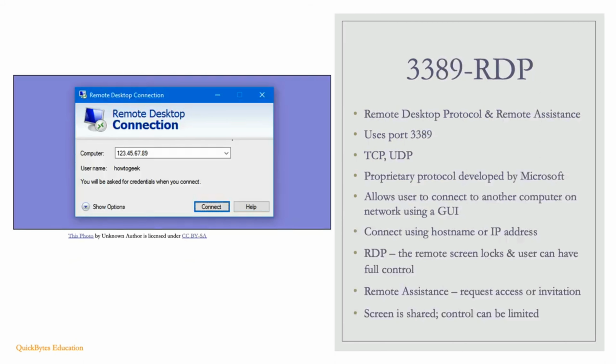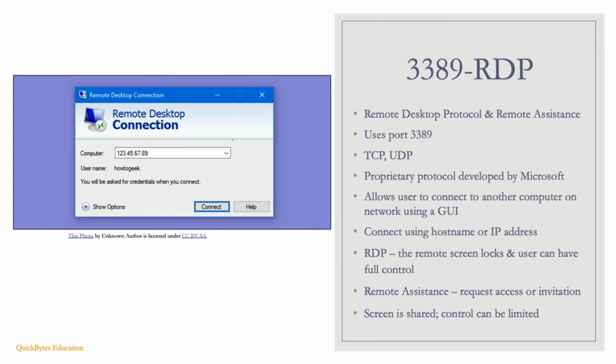RDP stands for Remote Desktop Protocol. RDP is a proprietary protocol developed by Microsoft. It allows users to connect to remote computers over a network using a graphical interface. RDP uses port 3389 by default. Traditional RDP uses TCP port 3389, and modern RDP implementations may also use UDP port 3389 for improved performance. Connections can be established by connecting to the remote computer's hostname or IP address.